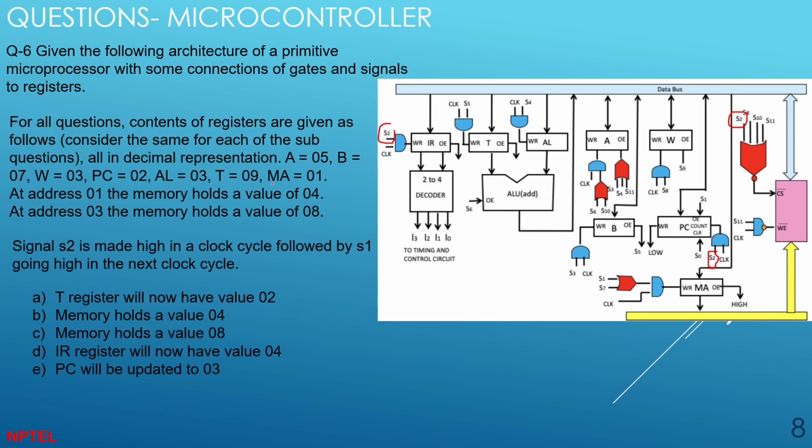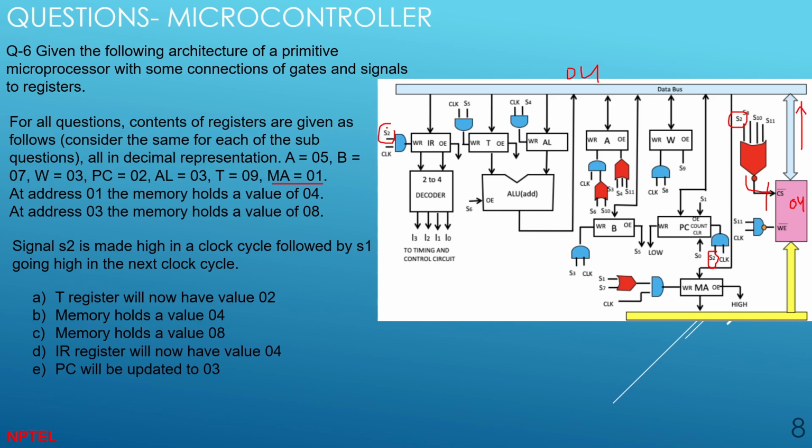We know that MA is 01, which means that currently your memory is holding a value of 04. And this is, I think, a NOR gate, so these are 0. Then I think it will be enabled. It will enable the chip when S2 is on, which means that it will put this 04 value on the data bus. Now the data bus has a value of 04.